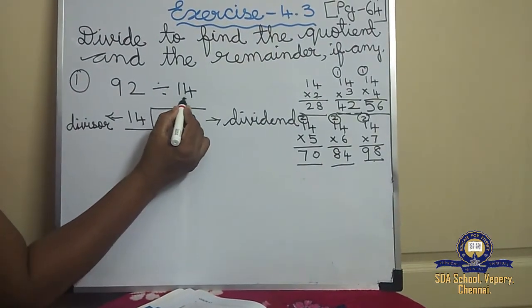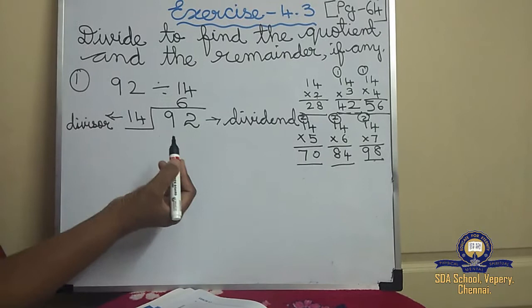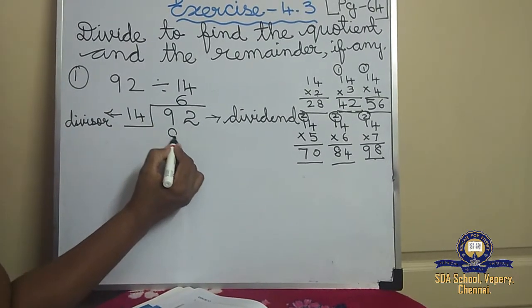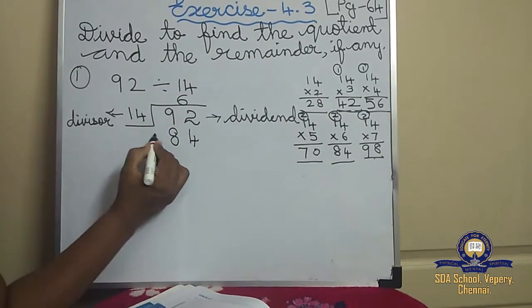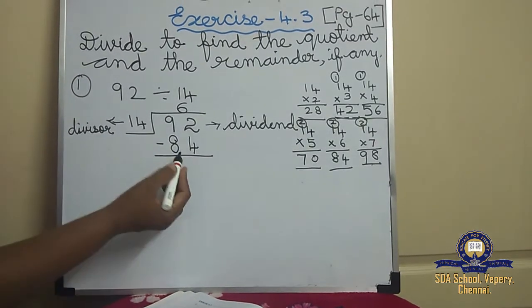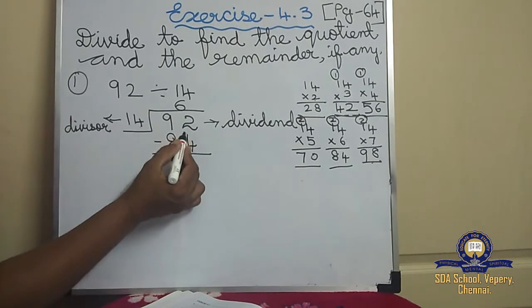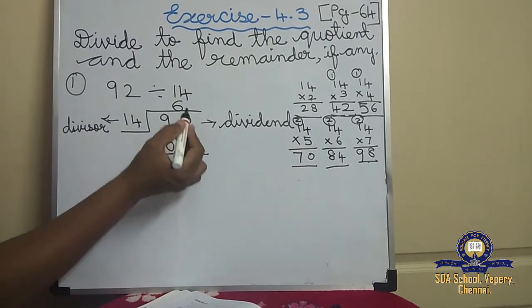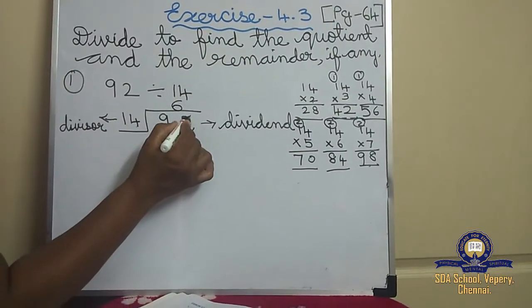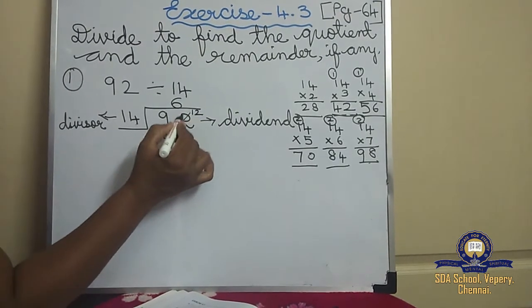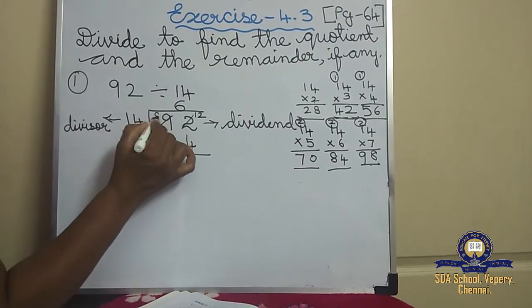So what you have to write here? 6. And you have to write 84. So if you subtract, what will come? Can you subtract 4 from 2? No. So you have to borrow. So this 2 will become 12 and 9 will become 8.